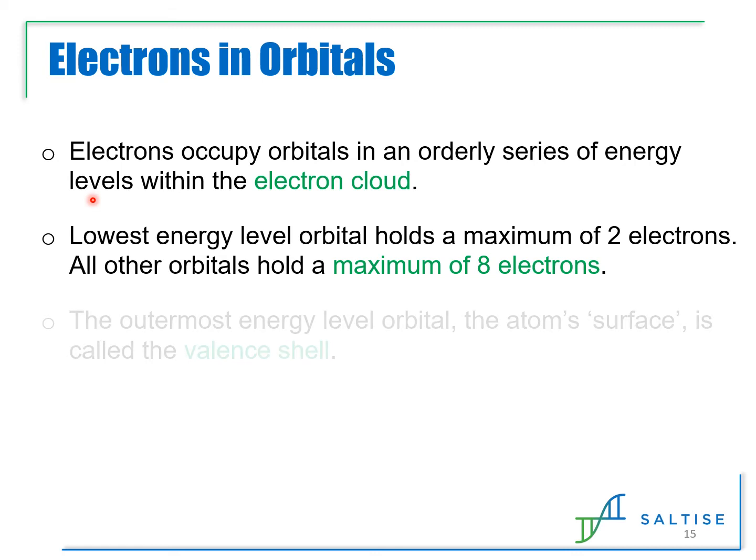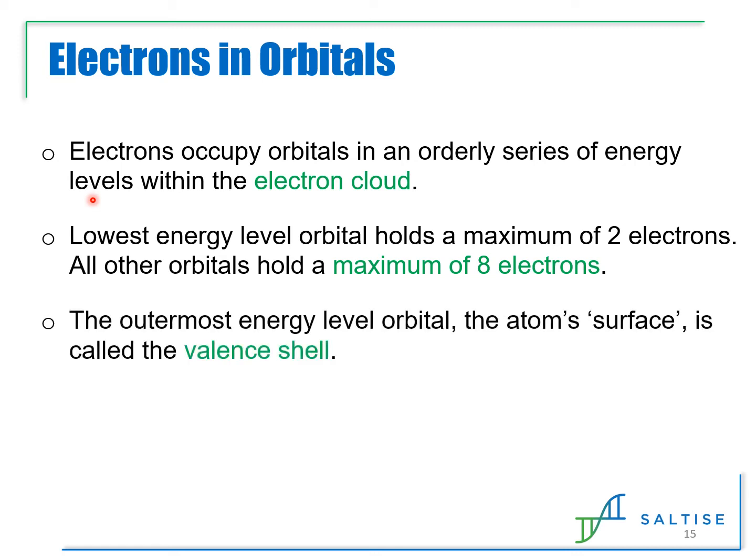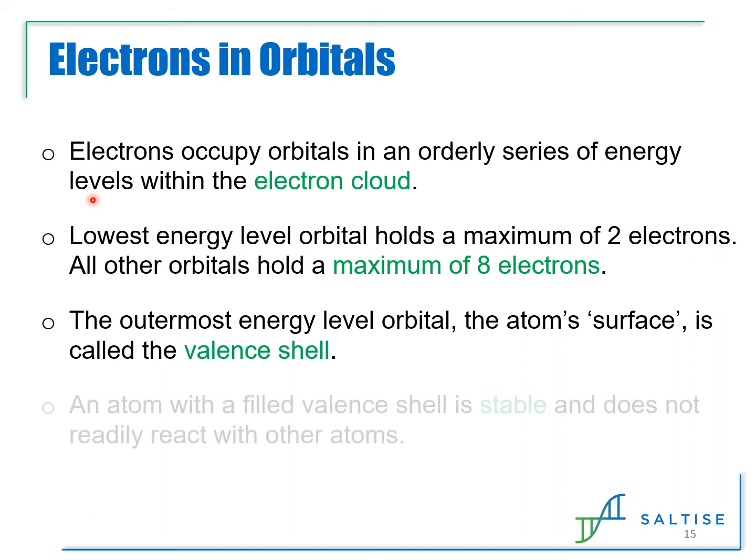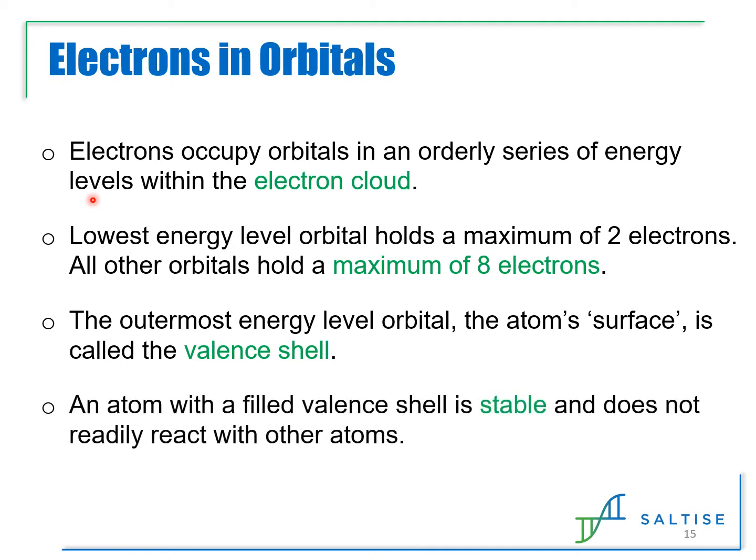The outermost energy level orbital is referred to as the valence shell. You can picture it as the atom's surface. As I mentioned earlier, it would be the outer edge of the electron cloud. When the valence shell is filled with the maximum number of electrons, then the atom is stable and will not readily react with other atoms. We can describe the atom as being happy when it's stable.